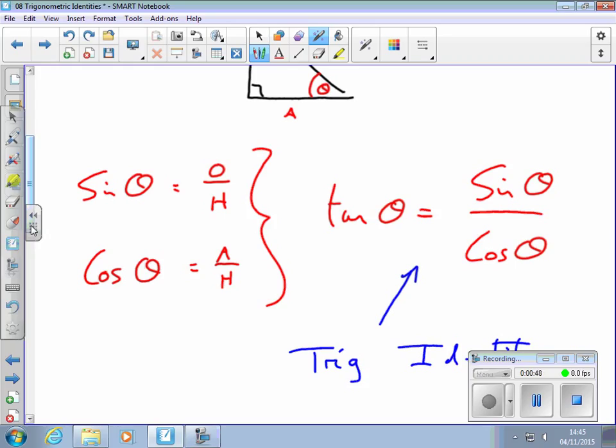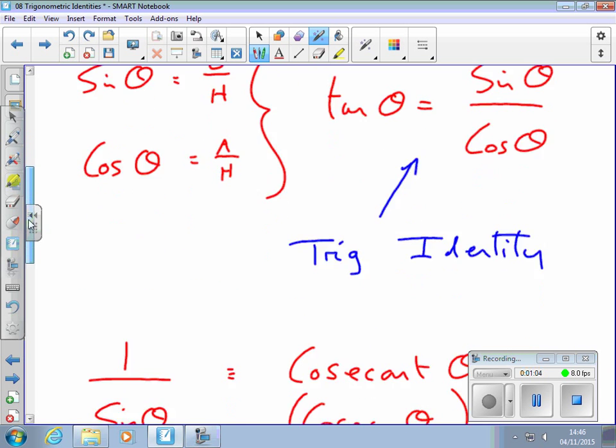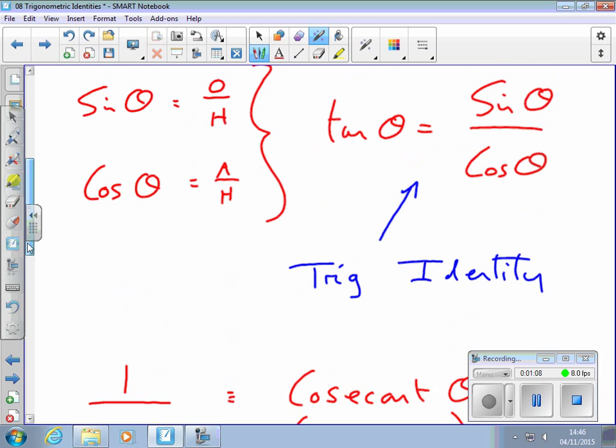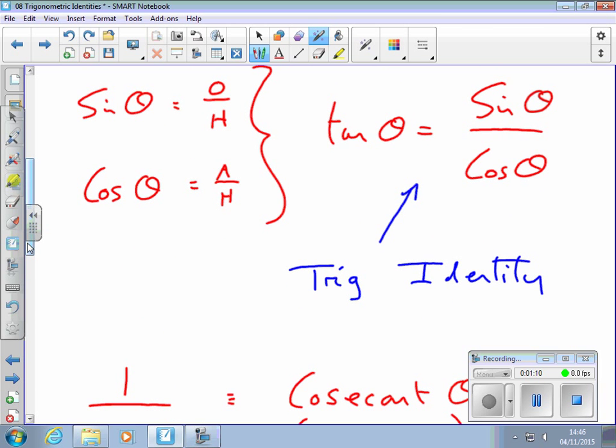Now our first proof is here. Tan theta equals sine theta over cos theta. This is a trigonometric identity, and we can prove that that's true. So what can we do to prove that's true? That the sine theta over cos theta equals tan theta. We know sine theta equals opposite over hypotenuse. Cosine theta equals adjacent over hypotenuse.